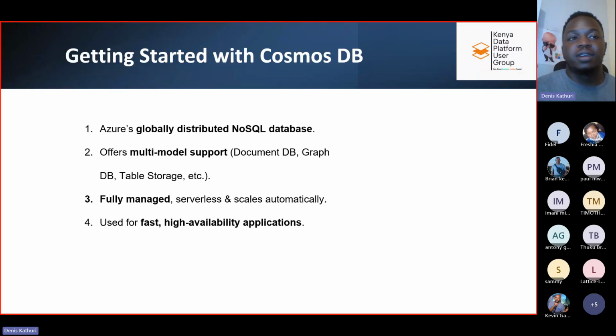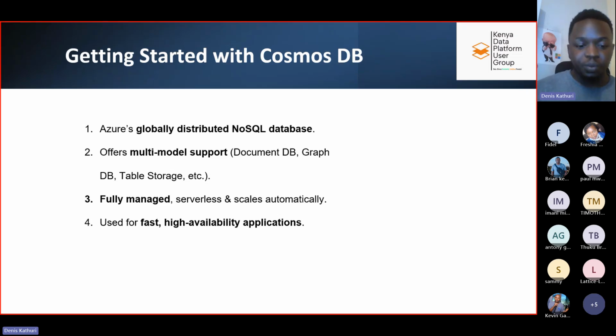And the other one is fully managed and serverless and scales automatically. So you don't need to worry about when your application is using Azure Cosmos DB. It scales automatically depending on the specification you have added on when provisioning that service. And it is fast and high availability applications. So as Kevin said, most of our crucial systems applications today, like ChatGPT, run on Cosmos DB.